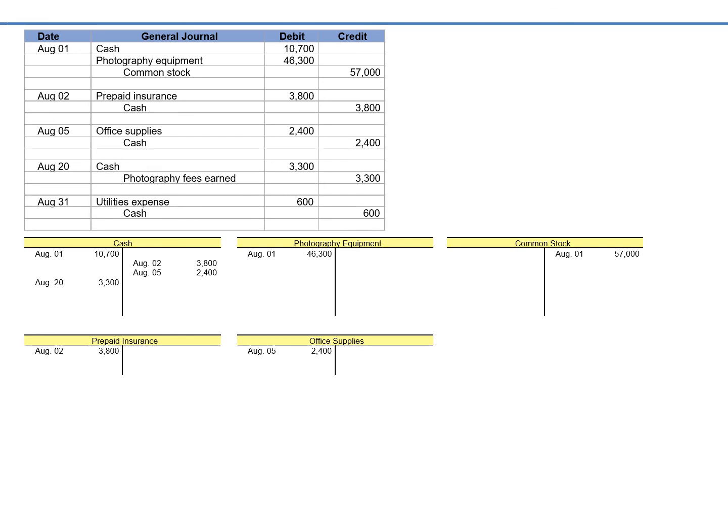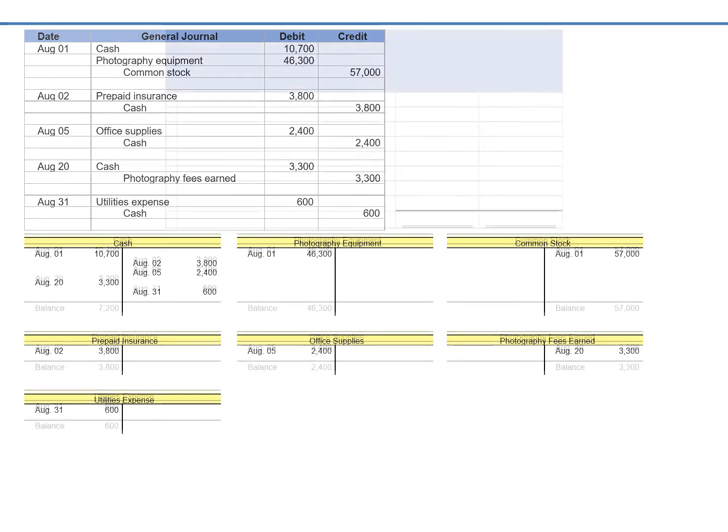Then we have our cash for $3,300 from August 20th. It's a debit. Debits belong on the left side of our T account. And we have photography fees earned. That's a revenue account. Revenues are increased by credits. Credits get posted to the right side of our T account. Then August 31st, we have utilities expense. To increase expense, you debit. So we put that on the left side of our T account. And then we have cash, credit of $600, and credits get posted to the right side of our T account.